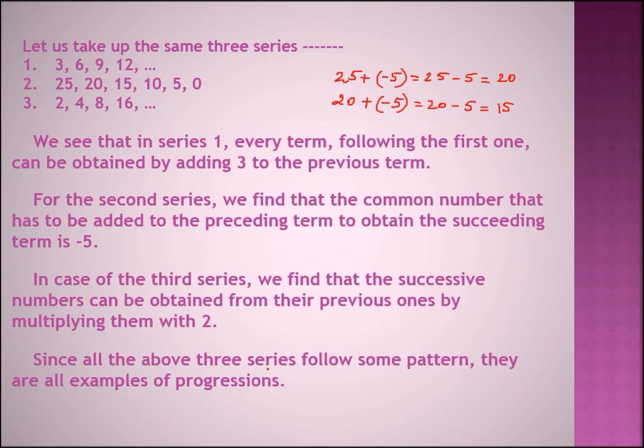Since all the above three series follow some pattern, they are all examples of progressions. For the first two series, we are seeing that there is a common number which has to be added to a number to get its following number. And for the third series, we are seeing there is a common number which has to be multiplied to each number to get the next number. So there is a law present in each of these three series. So they are all examples of progressions.